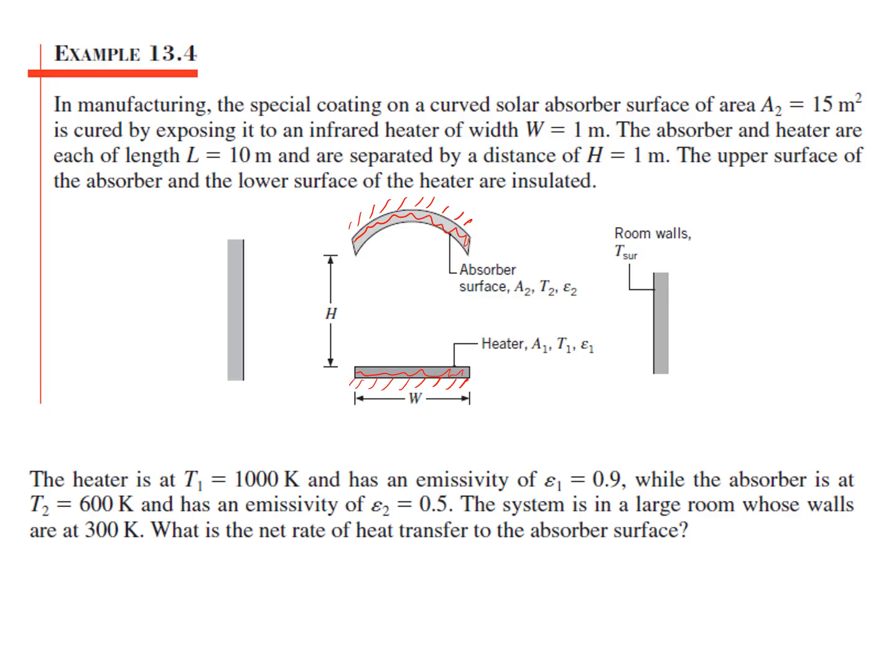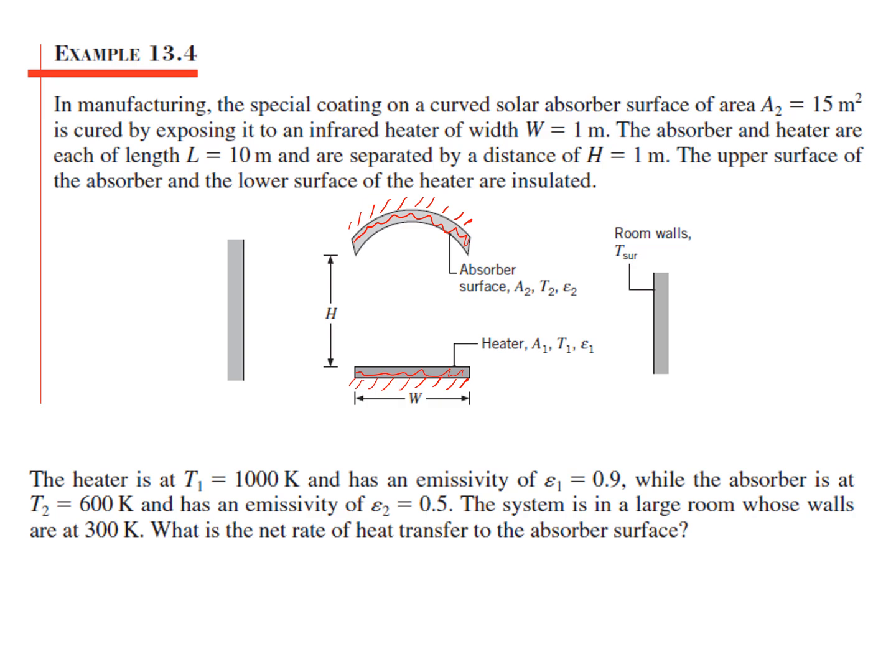The heater is at 1000 kelvins and its emissivity is 0.9. Of course, you want the heater to be at a higher temperature if you're radiating heat from the heater to another surface, and the other surface is sitting at 600 kelvins and has an emissivity of 0.5. The system is in a large room whose walls are at 300 kelvins. When we talk about a large room, remember that large cavity at a given temperature, we generally consider large surfaces as black bodies. So the system is in a large room whose walls are at 300 kelvins. What is the net rate of heat transfer to the absorber surface?